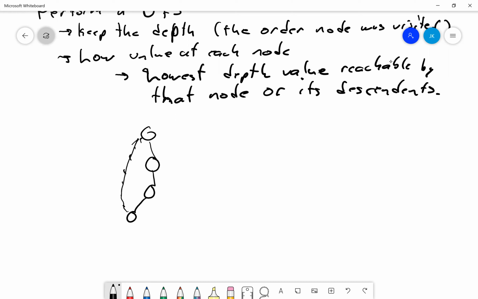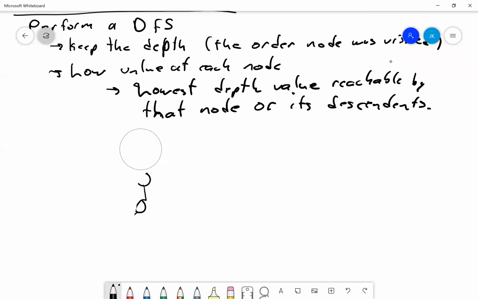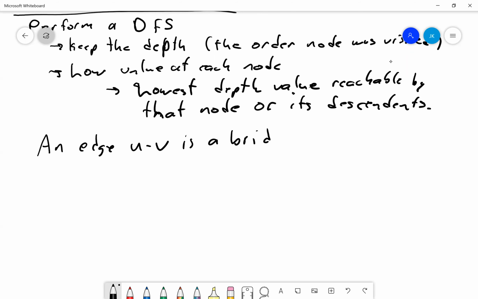So here's the idea of that. I'll leave this up here and erase this for a moment. So an edge UV is a bridge if and only if there are the neighbor vertex.